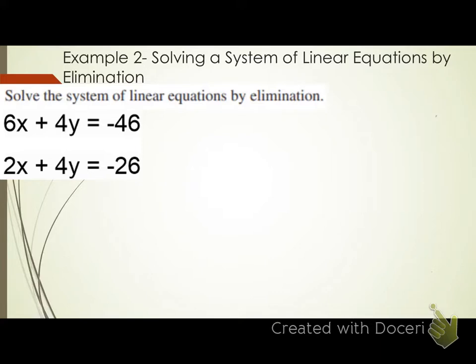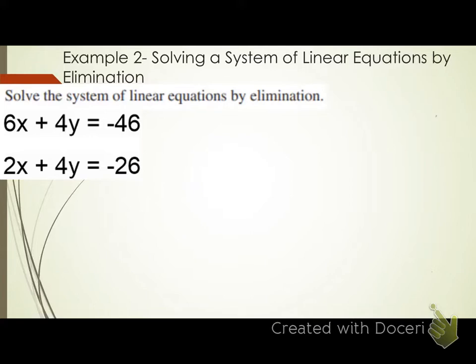Step 2. See if the coefficients in front of x or y have the same number, opposite signs. Do either x or y have the same number, opposite signs? No, they do not. Am I close? Yes, I am. The y values have the same number. They just don't have opposite signs. So any ideas what I can multiply one or both of those equations by to get a negative 4y?